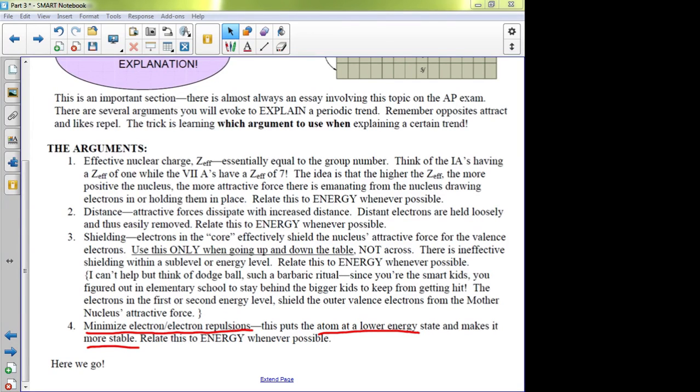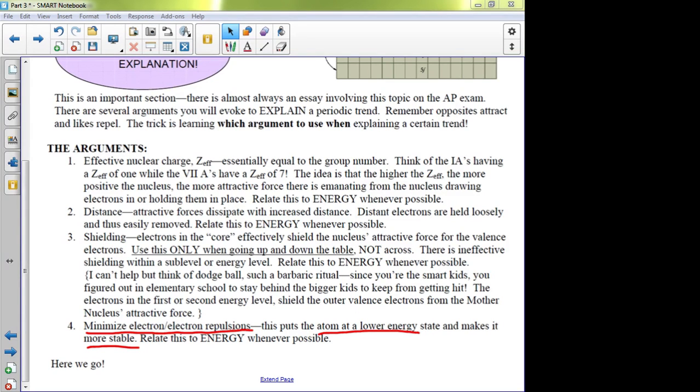Keep in mind that the electrons on the edge are held very loosely, so therefore they're going to be easy to remove.